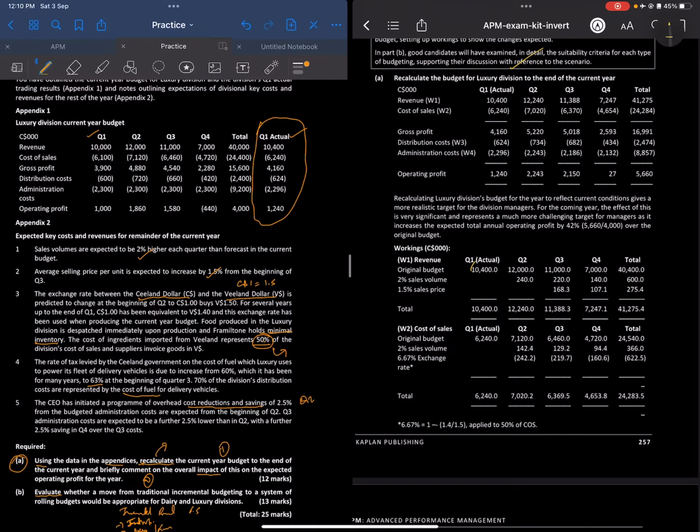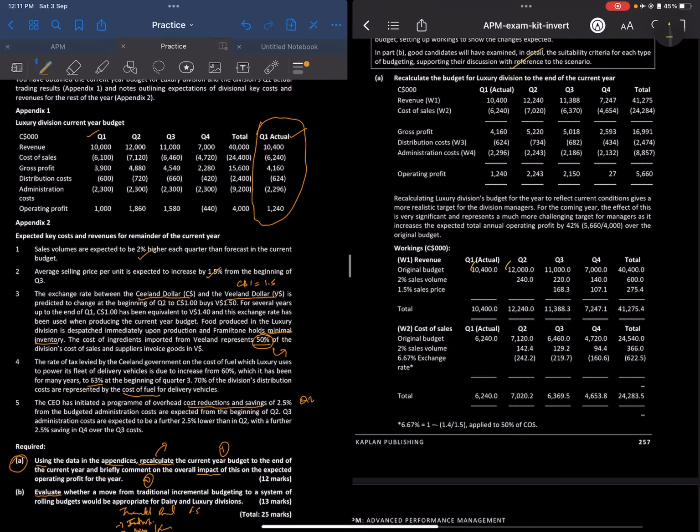so we have some key revenue and costs, right? The original budget was 12,000. Just write all those figures in. 11,000, 4,000, total is 40,400, right? 40,400 because of this revenue. And the 2% volume increase is basically how much? 12,000 times 2%, right? That will give us 240.